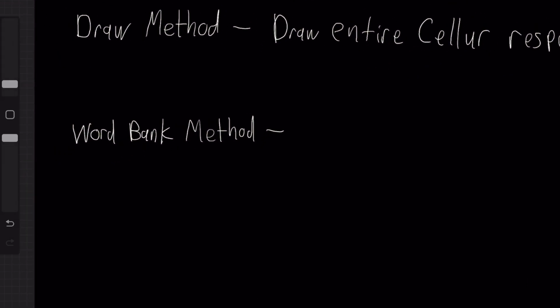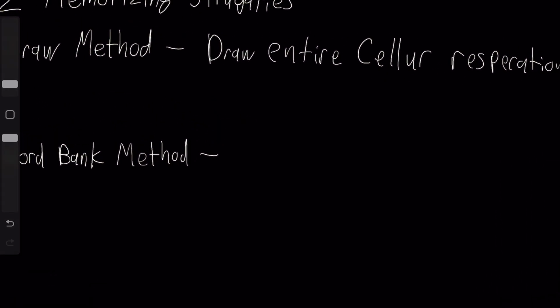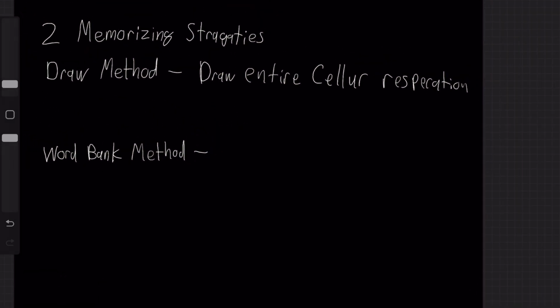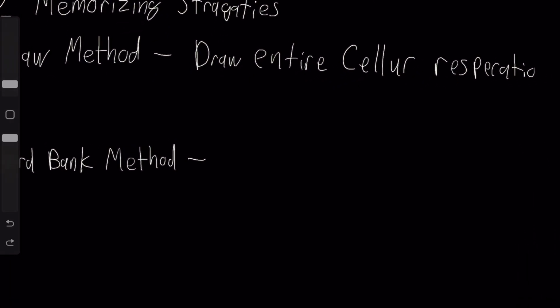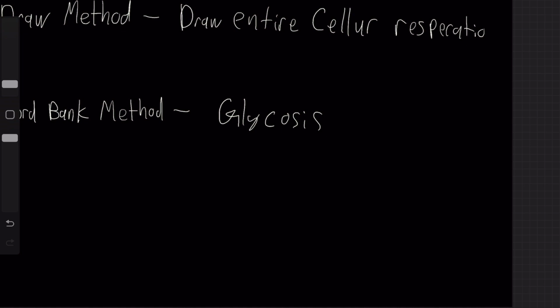The next method is a word bank method. This method I just came up with. We don't use the actual words, but we plug in the accounting values, you could say. For example, in glycolysis, which I'll go over for each one, you make a chart, a word bank, of what you use and what you produce.